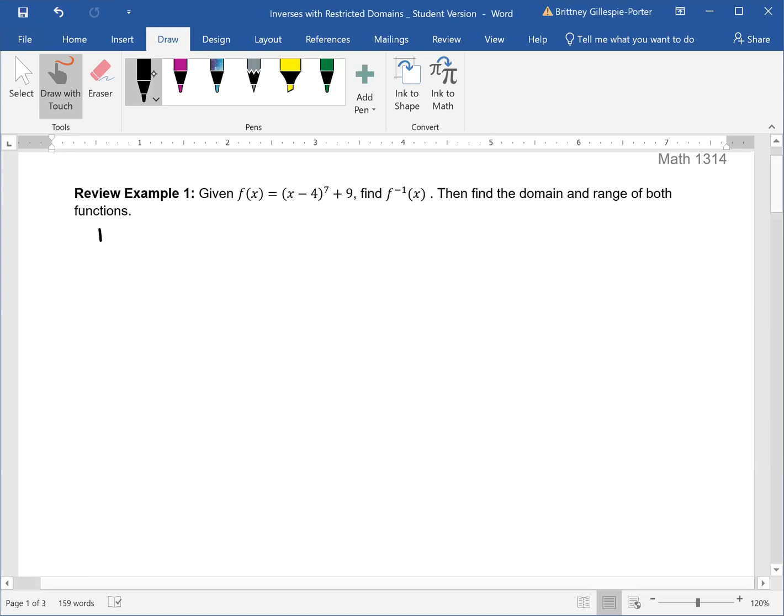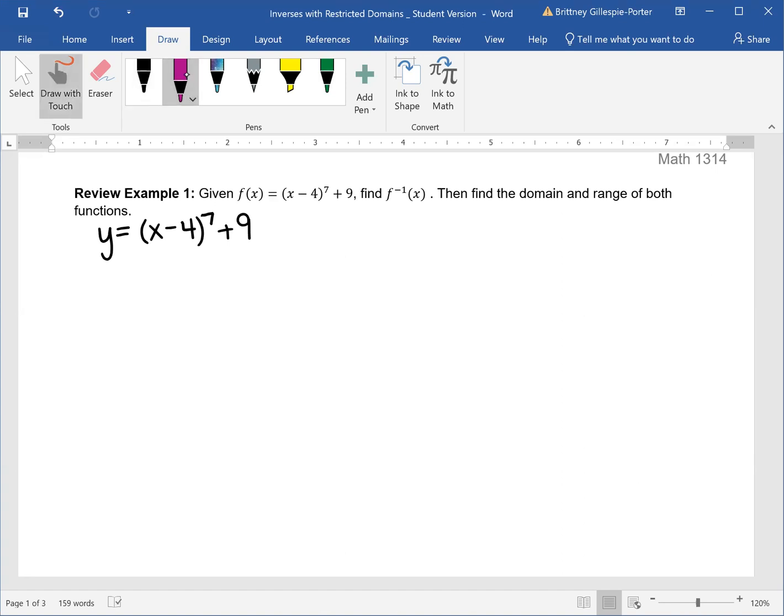So our first step, we're going to rewrite f of x as y in our equation. Then we need to flip the x and y. We need to switch them. So we get x is equal to y minus 4 to the 7th plus 9. We need to solve this for y.